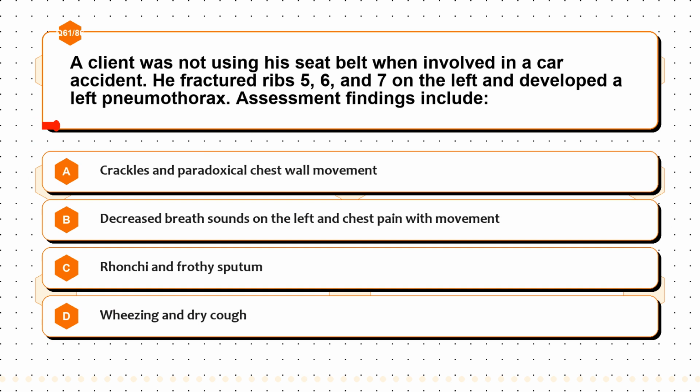Question 61. A client was not using his seat belt when involved in a car accident. He fractured ribs 5, 6, and 7 on the left and developed a left pneumothorax. Assessment findings include, here are the options. Option A. Crackles and paradoxical chest wall movement. Option B. Decreased breath sounds on the left and chest pain with movement. Option C. Rhonchi and frothy sputum. Option D. Wheezing and dry cough.